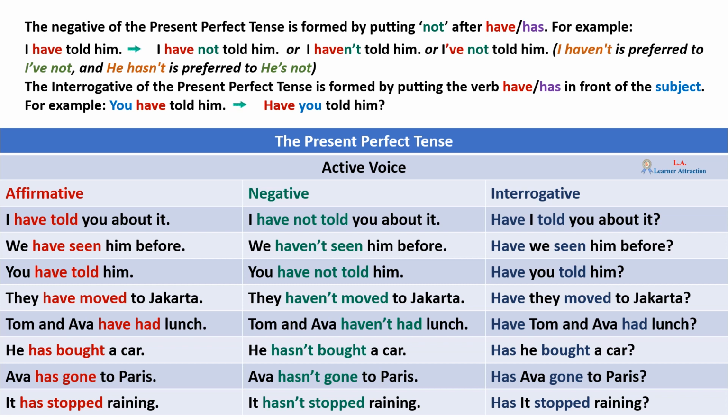Tom and Ava have had lunch. Tom and Ava haven't had lunch. Have Tom and Ava had lunch? He has bought a car. He hasn't bought a car. Has he bought a car?